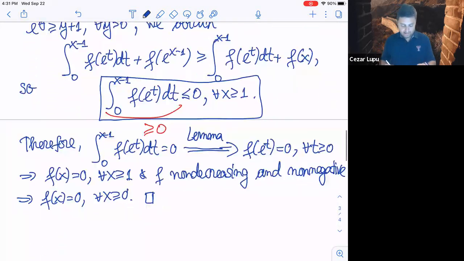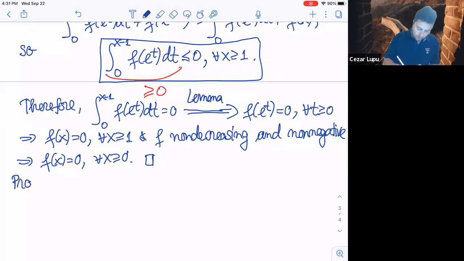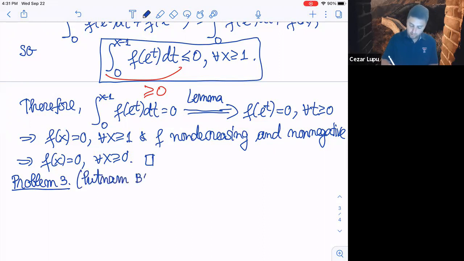Problem 28. I'll call this problem 3 here. Let's see what it says. It's a Putnam B1, 1990. Like I said, a pretty easy problem as well. Yeah, this is actually pretty standard. So it says the following.